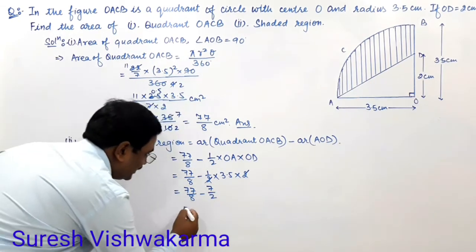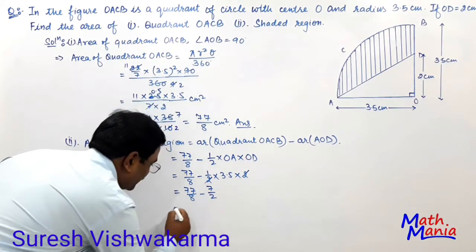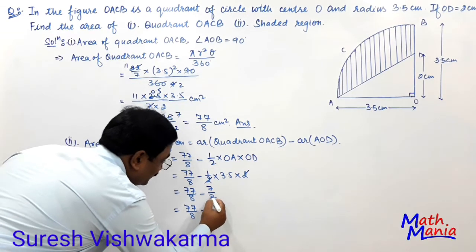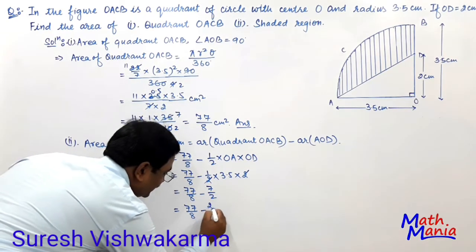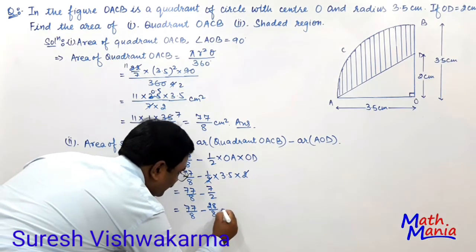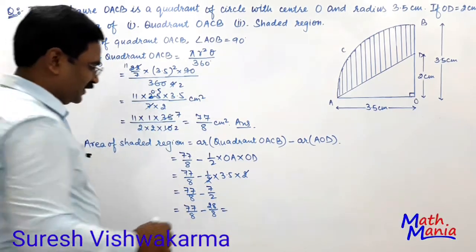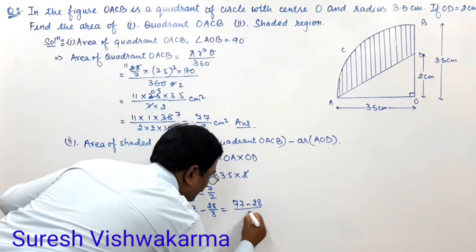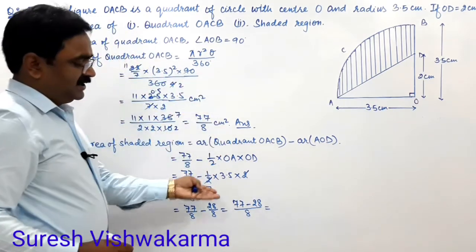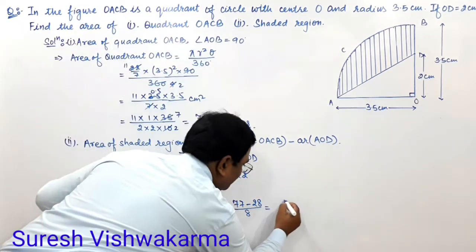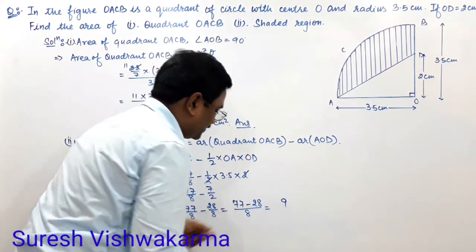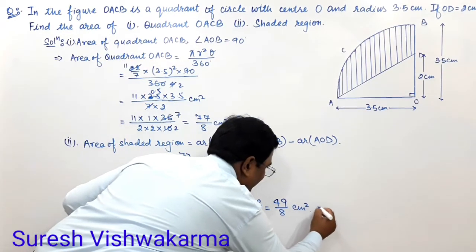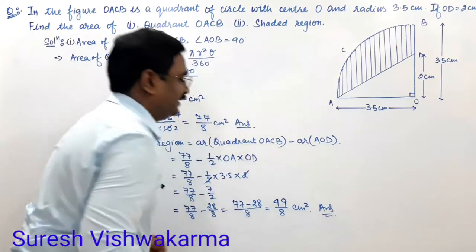Therefore our answer is to be written as 77/8 minus 4 2s are 8, 4 7s are 28, so 28/8. Therefore we got our answer 77 minus 28 over 8. So let's subtract it. 17 minus 8 is 9. Now 6 minus 2 is 4. So 49/8 centimeter square is the area of the shaded region.